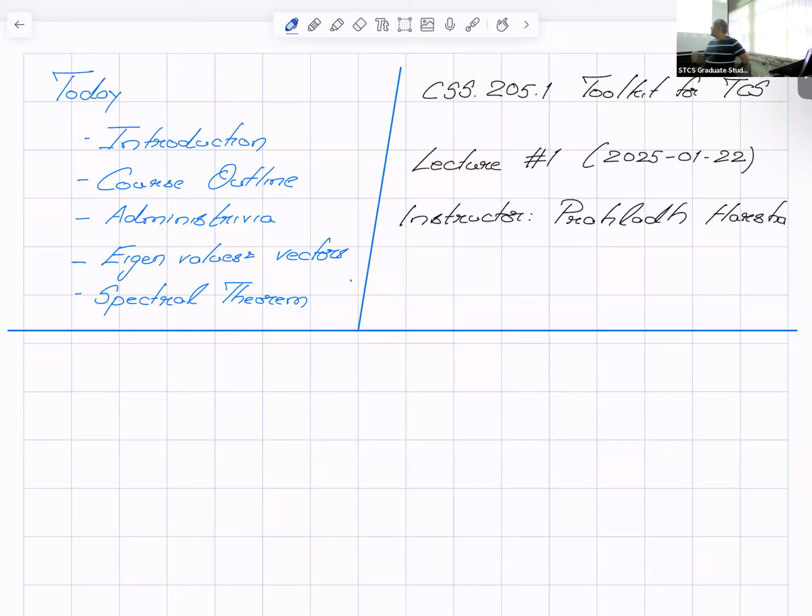Now coming to the course. This is a course jointly offered by Piyush and myself. For people who don't know me, I'm Prahladh Harsha, faculty at STCS, TIFR, and Piyush Srivastava, my colleague at STCS, will be a co-instructor for this course. Of course, he won't be teaching the first module. So how does the Toolkit course go?